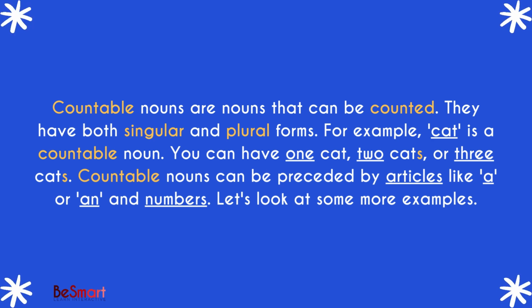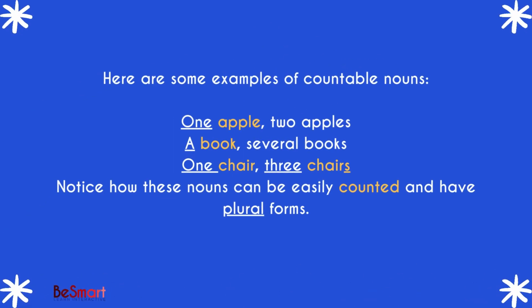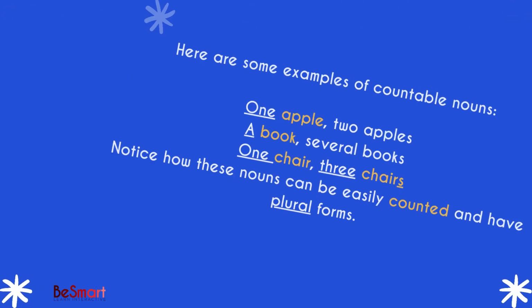Let's look at some more examples. Here are some examples of countable nouns. One apple, two apples. A book, several books. One chair, three chairs. Notice how these nouns can be easily counted and have plural forms.